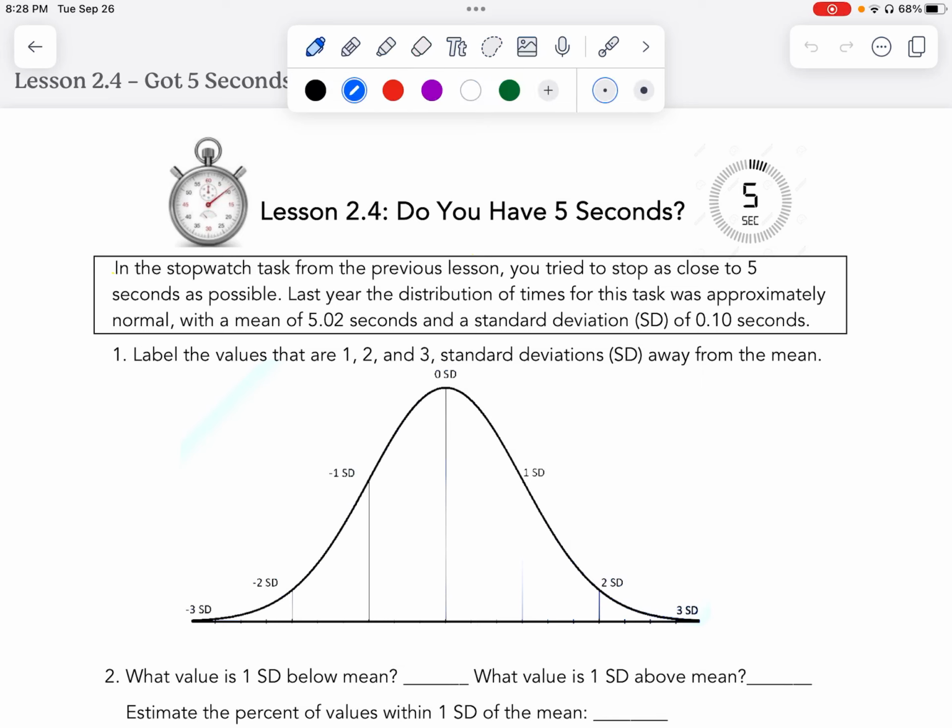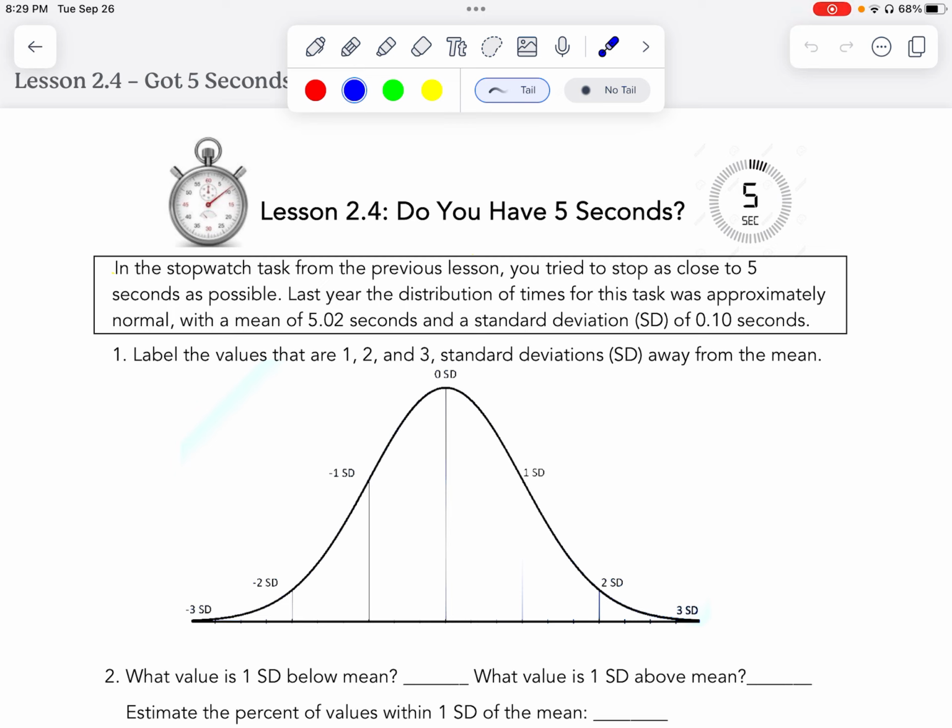All right, everyone. This video is for lesson 2.4. It's called Do You Have 5 Seconds? It connects to the previous lesson, where you tried to stop the stopwatch as close as possible to 5 seconds and recorded the times on the board. We got a distribution and found that it is indeed symmetric, approximately normal like this. For this lesson, we're going to look at data from last year that I had because it worked out pretty well.